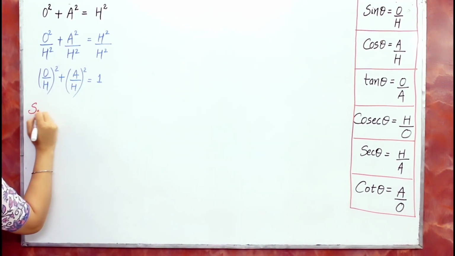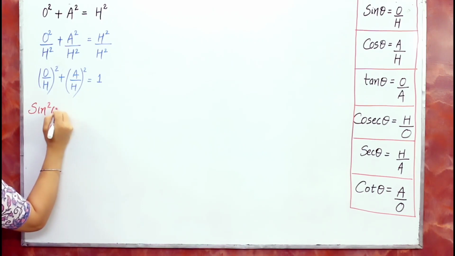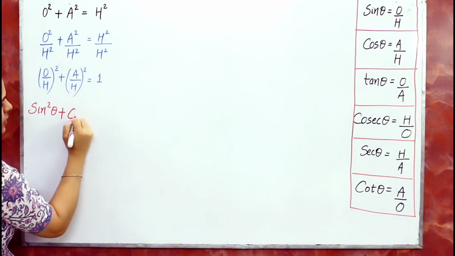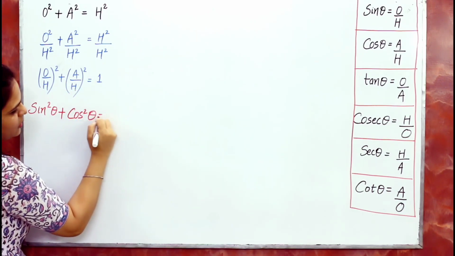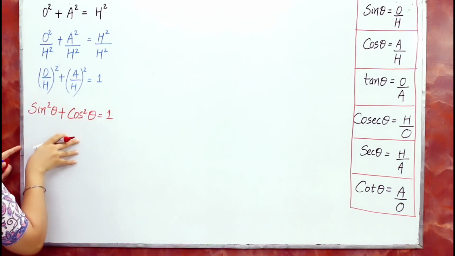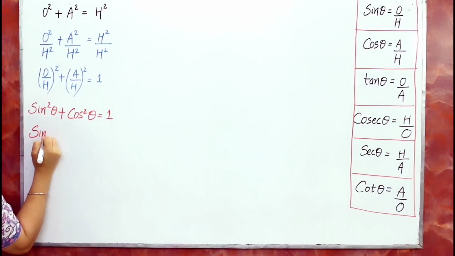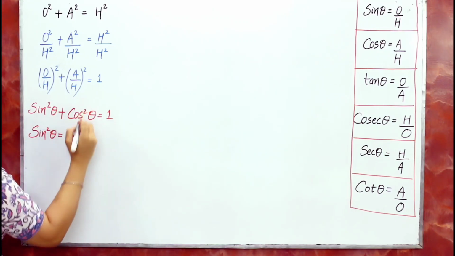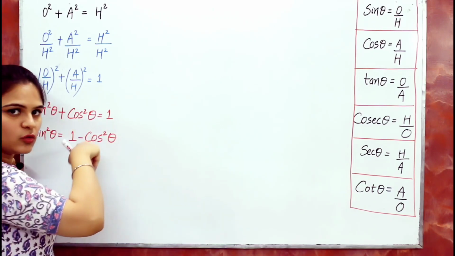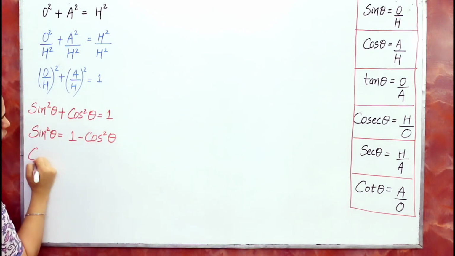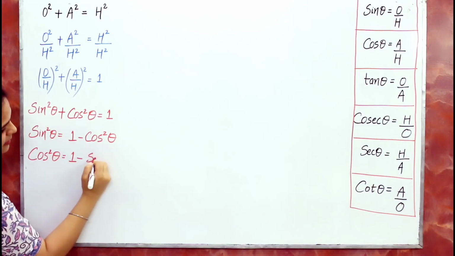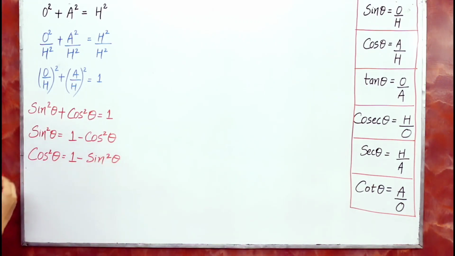So here we can write sine square theta, and A upon H is equal to cos theta, so cos square theta is equal to 1. So that's our trigonometric identity. And this can be written in different forms as well. Like you can write sine square theta is equal to 1 minus cos square theta by shifting cos square theta to the right hand side. And also you can write cos square theta is equal to 1 minus sine square theta.